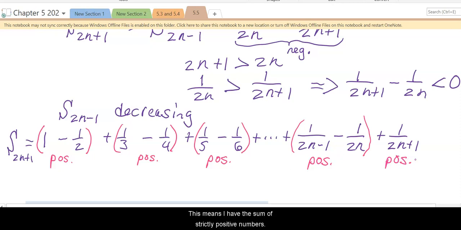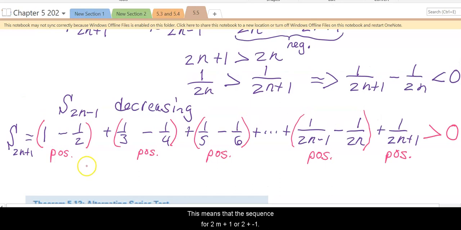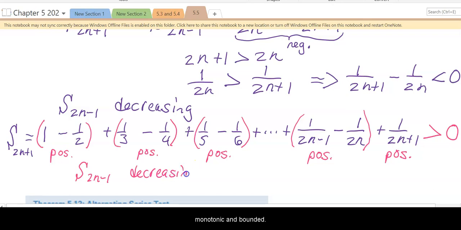This means I have the sum of strictly positive numbers. There are many numbers that this would be larger than, but the greatest lower bound would be 0. Clearly, all positives added together must be strictly greater than 0. This means that the sequence for 2n plus 1 or 2n minus 1 is both decreasing and bounded below. Since it is both decreasing and bounded below, it is monotonic and bounded, and that means that it must converge.